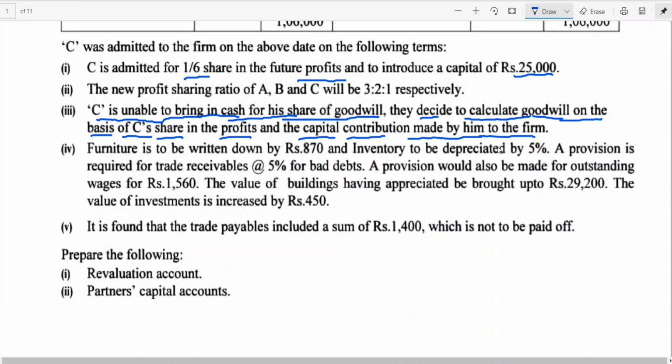It means the firm's goodwill is not there. For the firm's goodwill, you learned valuation of goodwill: average profit, super profit, annuity method, capitalization method. But we don't have that information. He has given a hint. How has he given a hint? They decide to calculate goodwill. I think this is a hint.